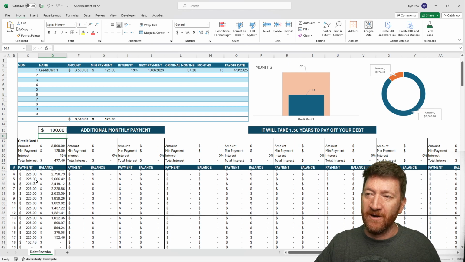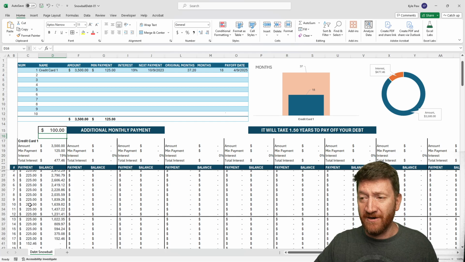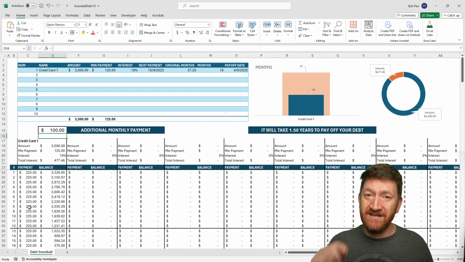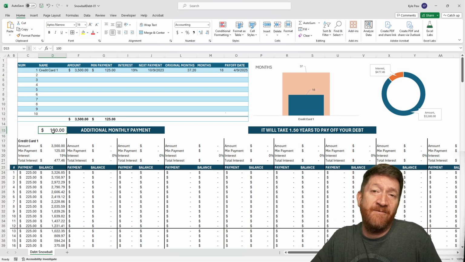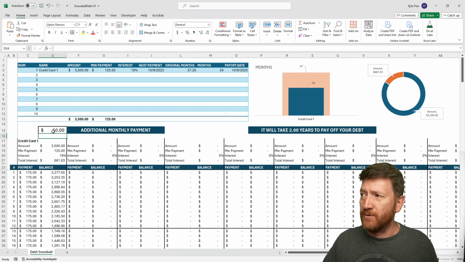And we can see our table here. Rather than the 125, we're now paying 225 on this credit card. And it's taken us down roughly to 18 months to pay that off, a year and a half. All right. Just a little bit more. What if we only had $50 extra every month to put towards that?